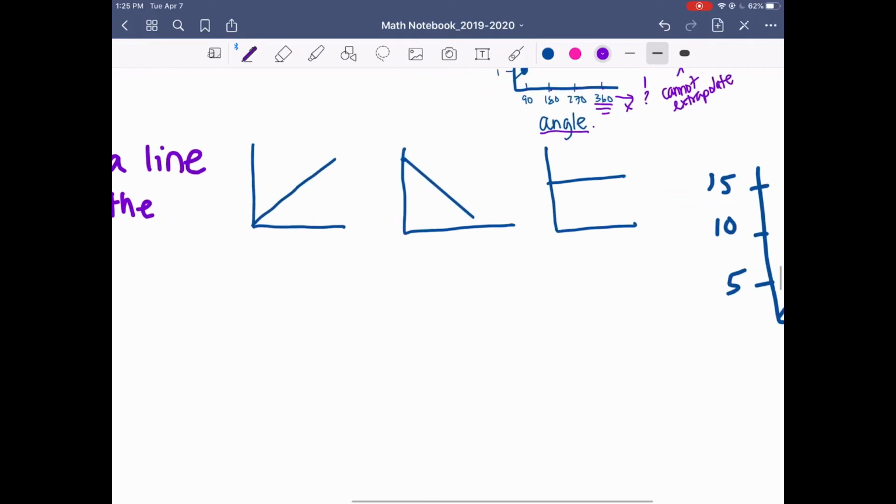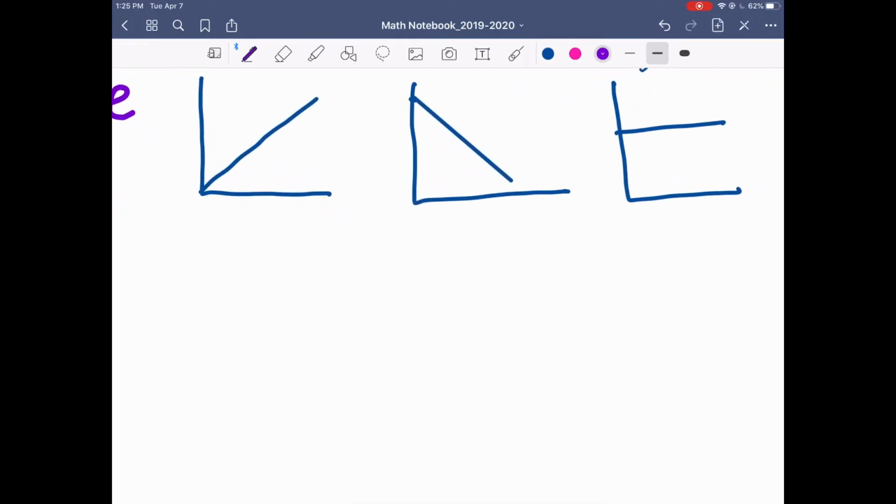So for example, if you look at these 3 different graphs, you have here a line that's going up. So we say this has a positive slope because the line is sloping upwards. Here the line is going down. We call it a negative slope. And here the line is going straight, so we say it doesn't even have a slope. It's a slope of 0.